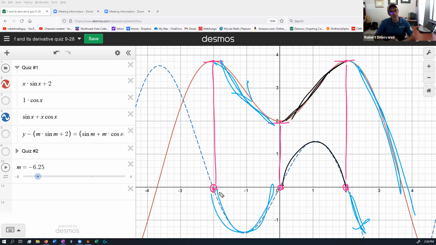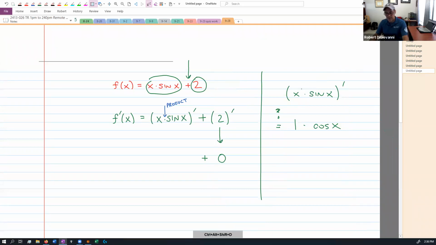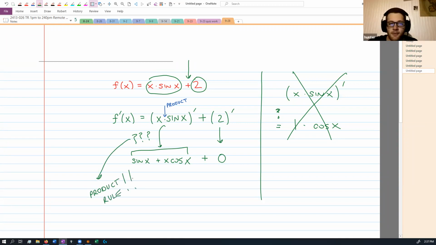Kind of understand? So the real answer to this is not all this. It's not this. This answer is sine x plus x cosine x. That's what it is. And the question is why? How? And that's what next class will be about. That will be called the product rule, and we'll learn it next time. Product rule. All right. Stay tuned.